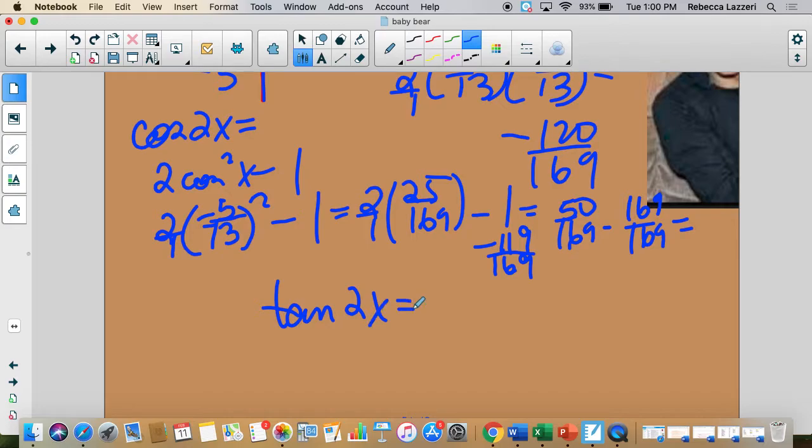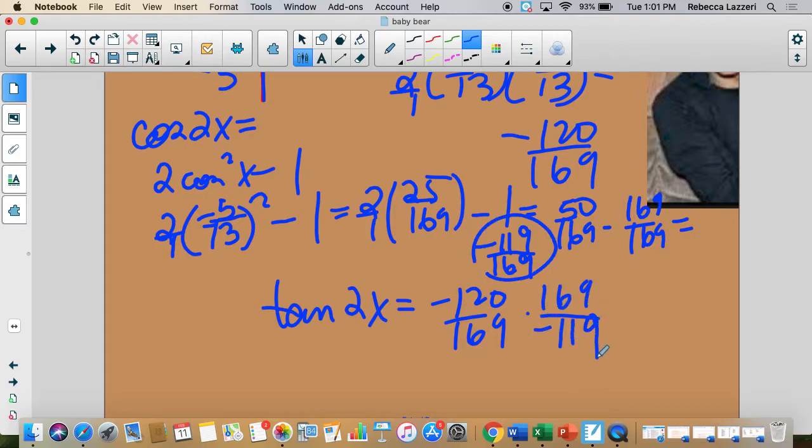Do sine over 2x cosine. Yeah, there's a tan 2x identity that you may or may not have on your memo page, but I didn't push it. So I would put sine 2x, which is negative 120 over 169. And I'm gonna divide by this, but wouldn't I keep, change, flip? Multiply by the reciprocal.